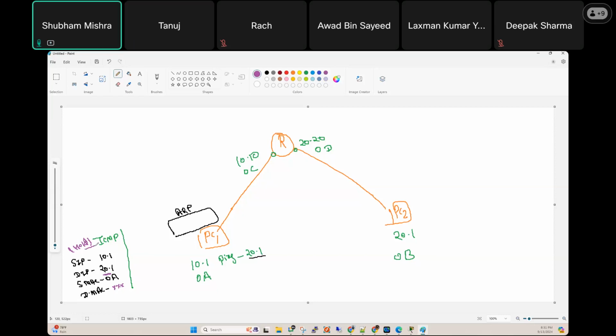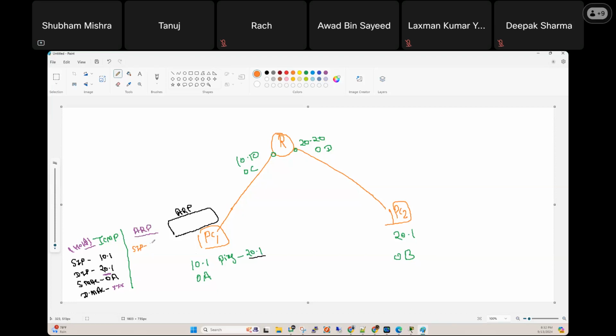It's clear? Okay. Now, to solve this problem, it means PC number 1 doesn't know the MAC address. What is the MAC address for which IP? 20.1. So to solve this problem, PC number 1 will generate which packet, guys? ARP packet. That is called Address Resolution Protocol, right?